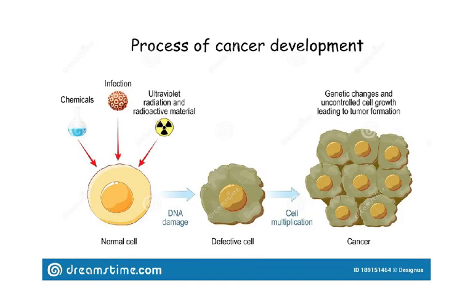Now, what causes them to mutate could be chemicals like tar and cigarette smoke, then some viral infections, then exposure to UV light, radiation, and radioactive material. The normal cell undergoes a DNA change, results in a defective cell, cells multiply, cancer. Genetic changes and uncontrolled cell growth leading to tumor formation.